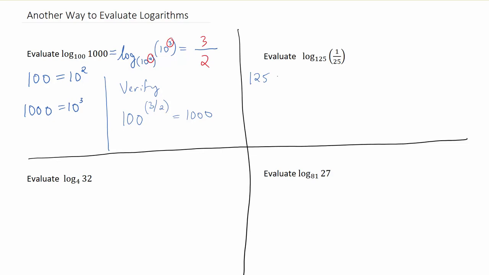Specifically, 125 is 5 to the third power. Now 1/25, well, here's what I remember. I know that 25 is 5 to the second, and so remembering something about negative exponents, that means that 1/25 is 5 to the negative second power. So therefore, the log base 125 of 1/25, that's the log base 5 cubed of 5 to the negative second. And then again, what I'll do is I'll take the exponents. And so this becomes -2 over 3, or more simply, -2/3.